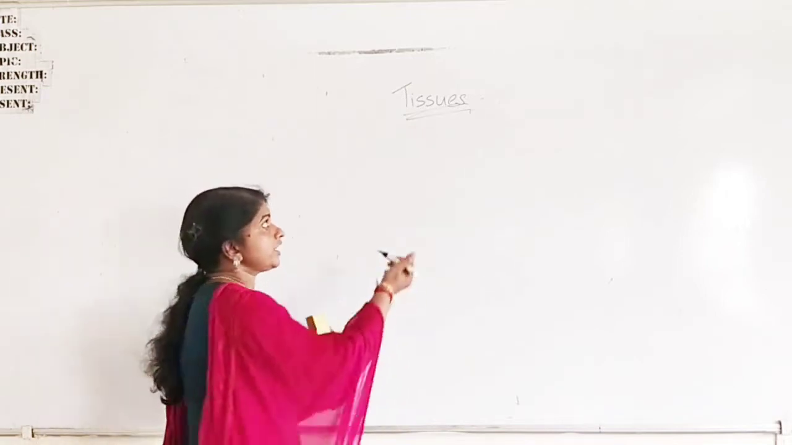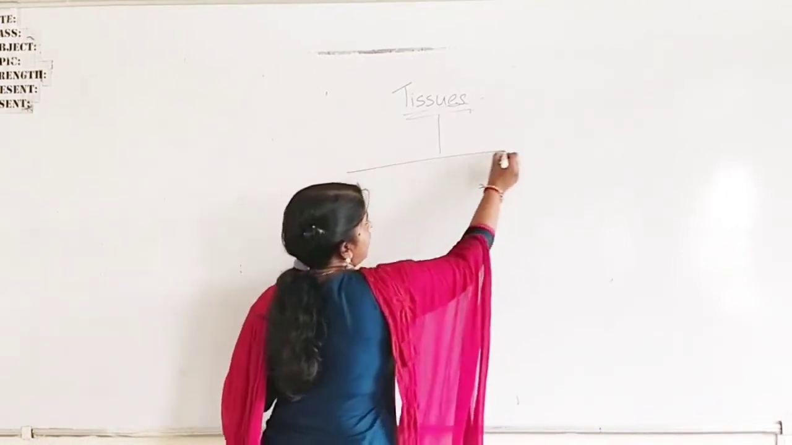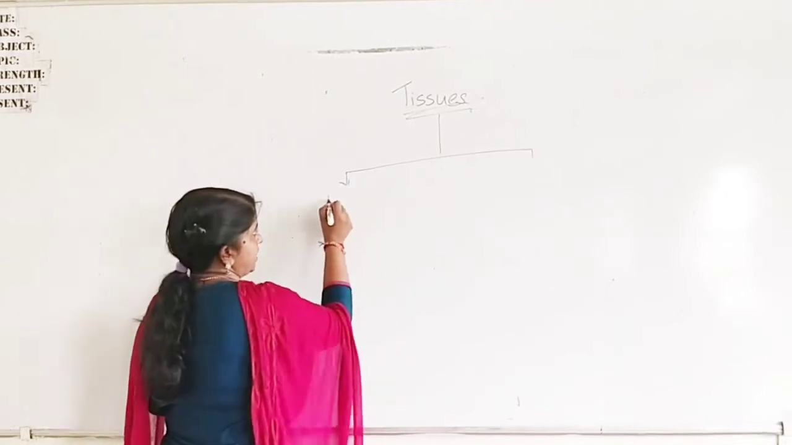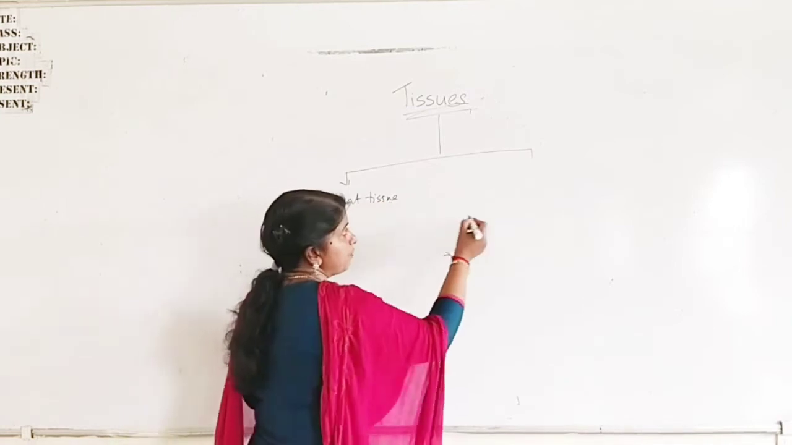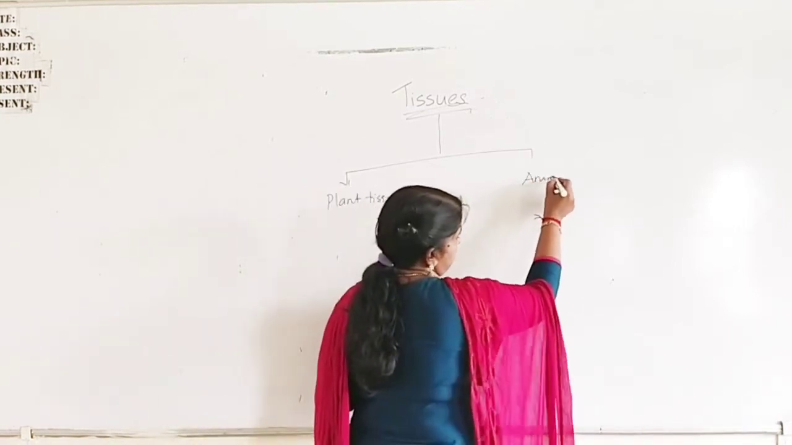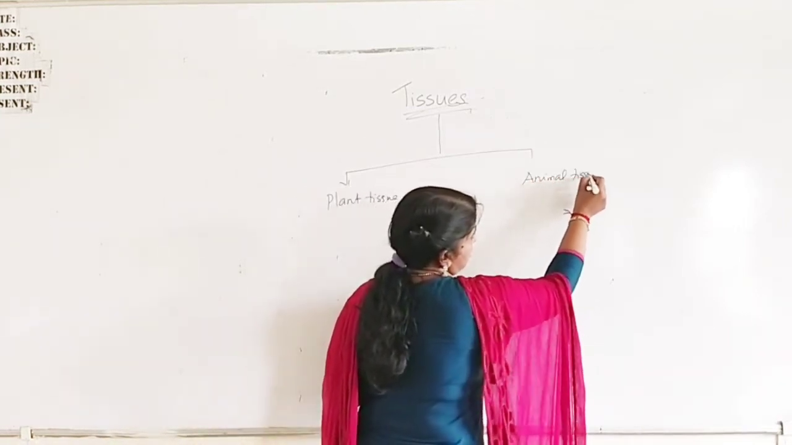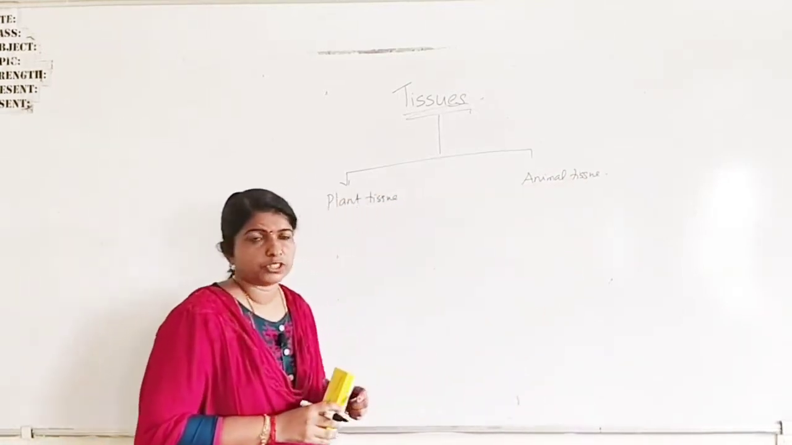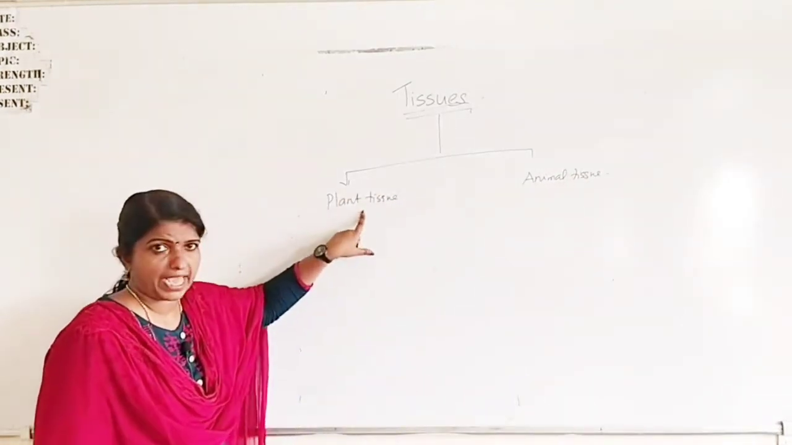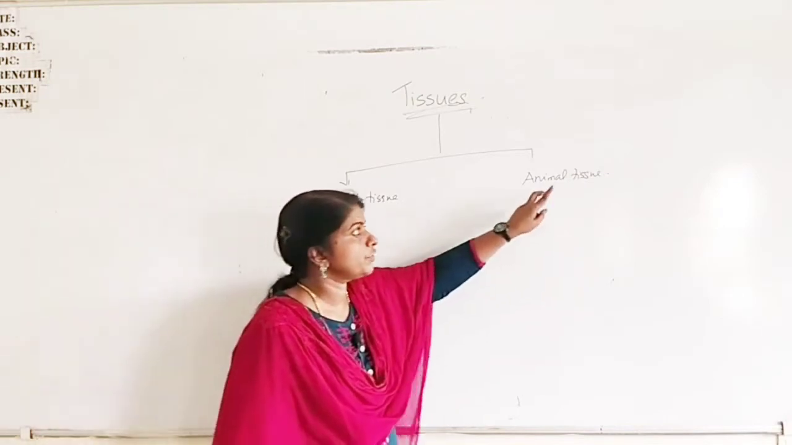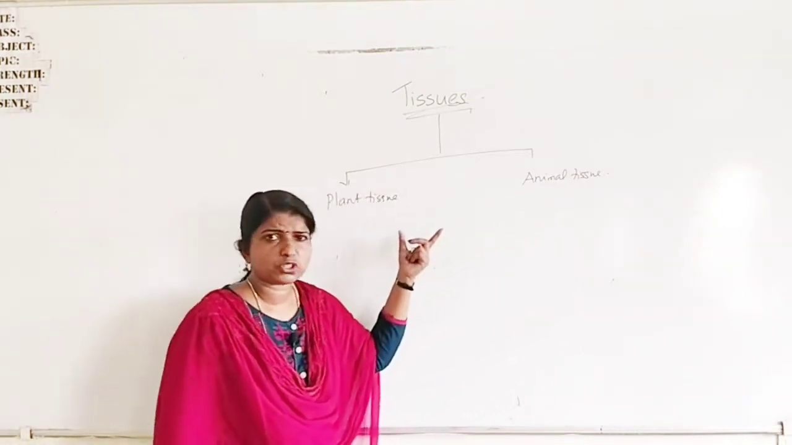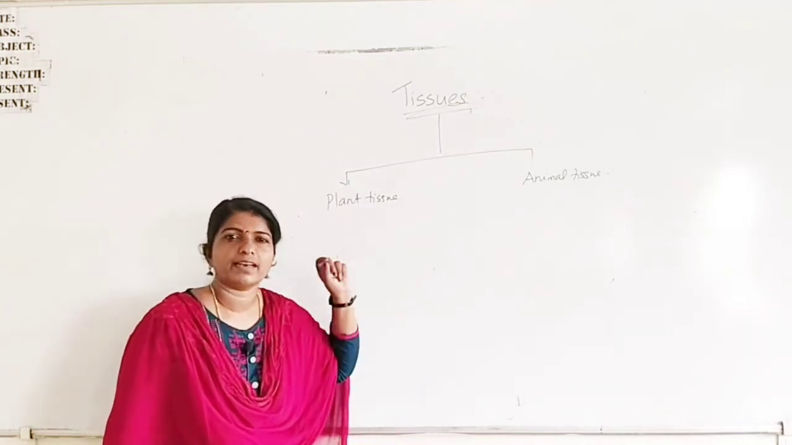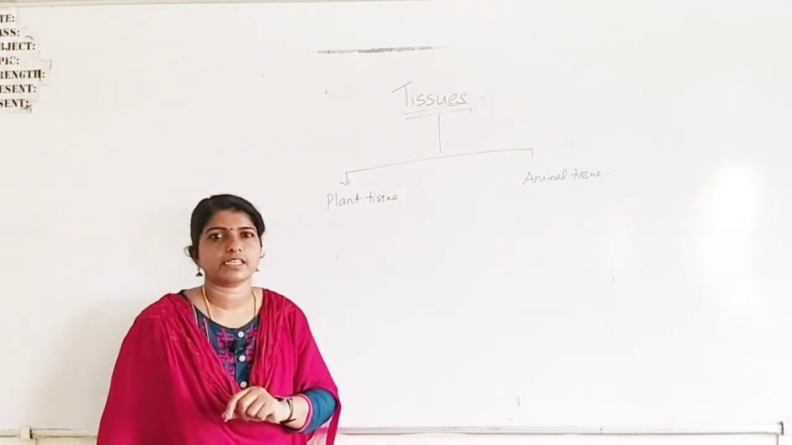Here the tissues can be classified into two. It is plant tissue and animal tissue. The tissue which is present in the plant is plant tissue. The tissue which is present in the animal, that is animal tissue. Both the tissues are same? No, there are noticeable differences.